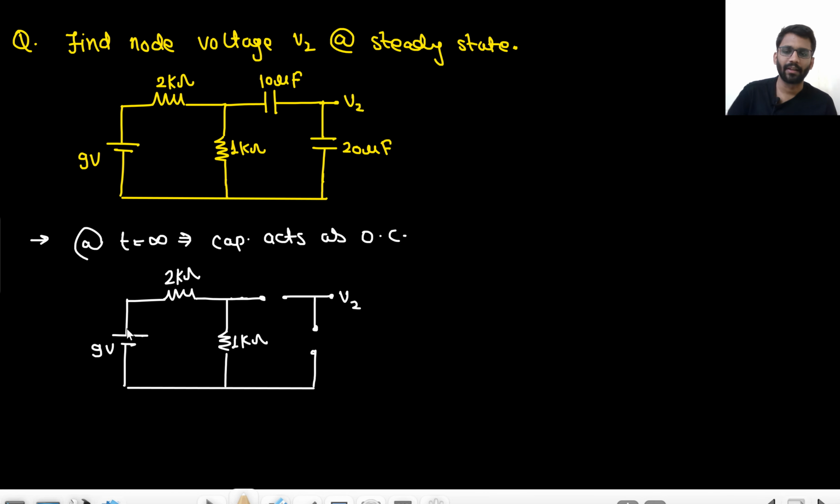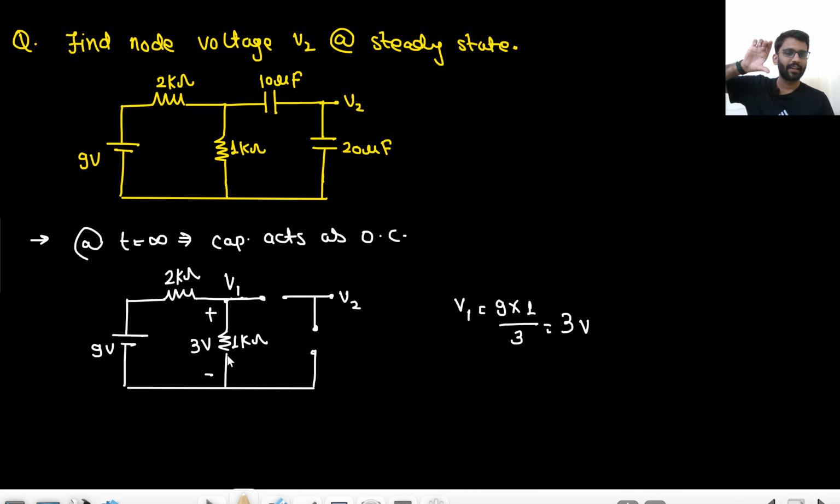So how much voltage will come here? 9 volt is here, with 2 and 1. It will be divided in proportion, 1 by 3 into 9. So it would be 6 volt. Oh, sorry, it would be 3 volt. Let's just call this value V1. Your V1 would be 9 into 1 by 3, that means 3 volt. Now we have 3 volt here and these two are open ended.